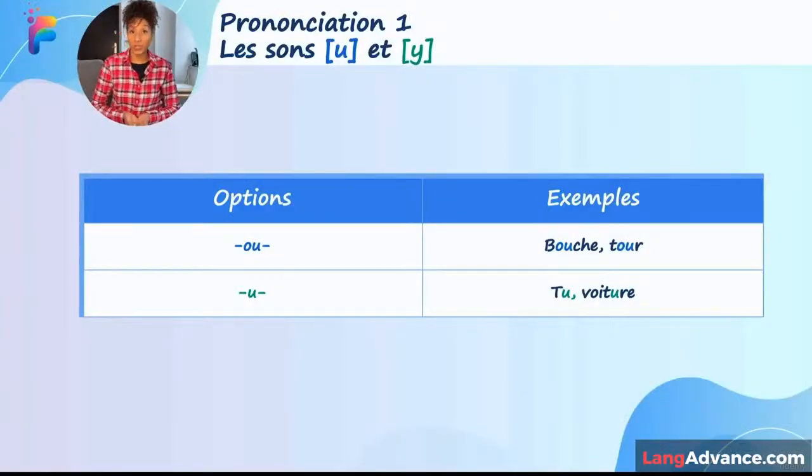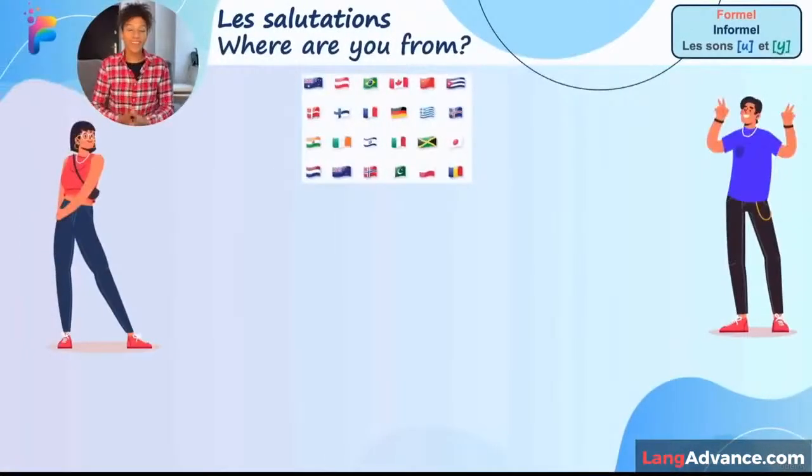Prononciation. Les sons OU and U. Those two sounds get quite confusing, so don't hesitate to practice them. Where do we find le son OU? You will find it in bouche, or in tour. Le son U, you will find it in tu, or voiture.